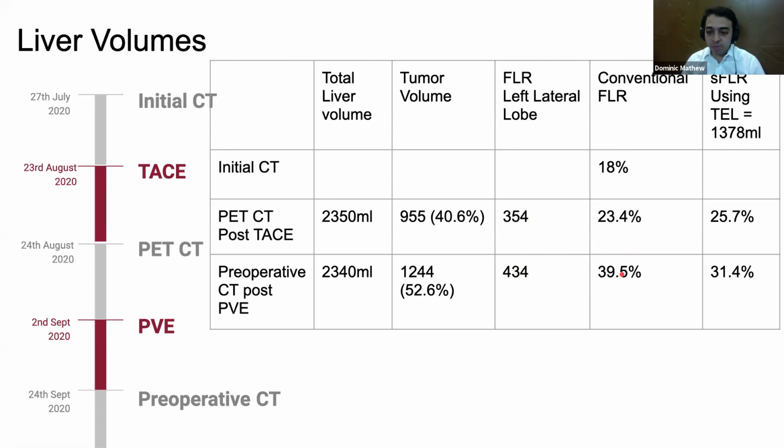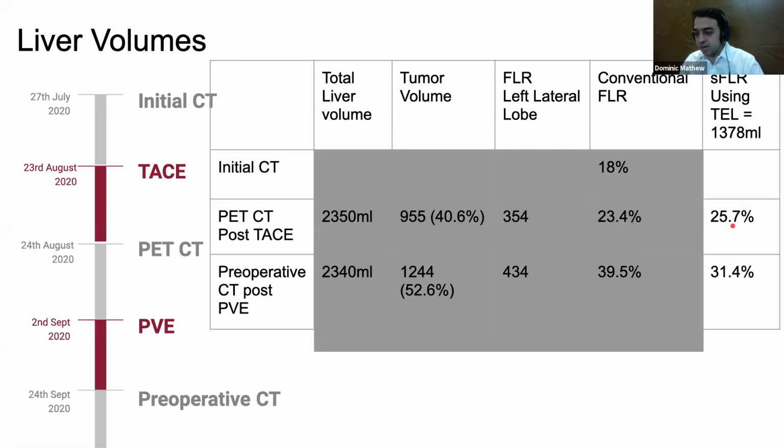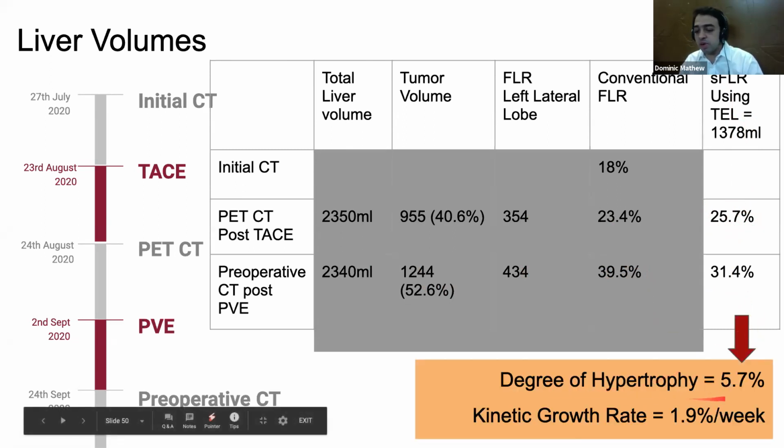Now, this has actually happened because we calculate tumor volume in the denominator. So that is the advantage of using a standardized FLR. So when we calculate a standardized FLR, the FLR was 25.7, and post PV, this increased to 31.4. So using this, we get a degree of hypertrophy of 5.7% and a kinetic growth rate, that is divided by the number of weeks, which is 3 weeks. So that is 1.9%. And this is acceptable liver regeneration, with which we can proceed for surgery.